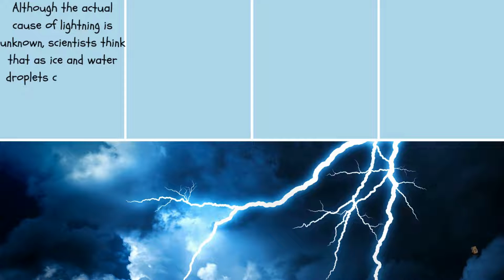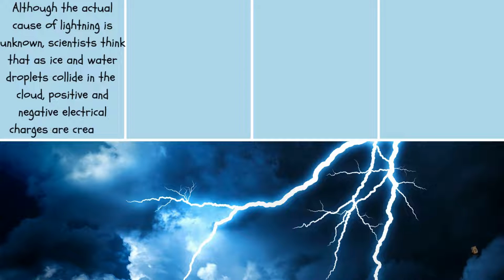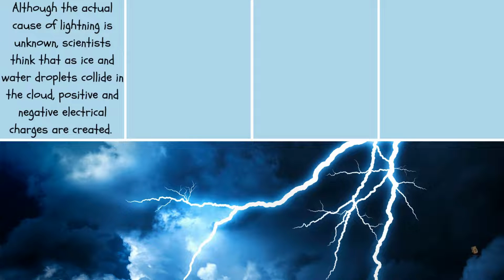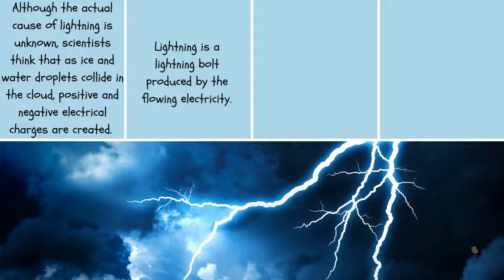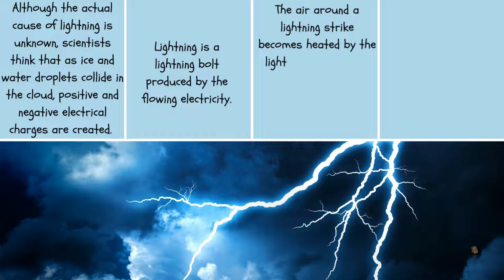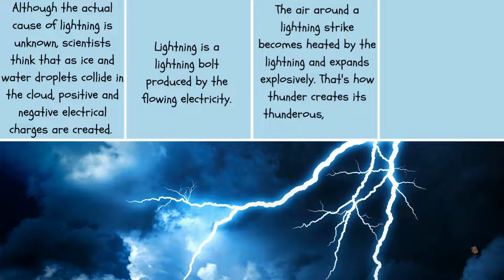Although the actual cause of lightning is unknown, scientists think that as ice and water droplets collide in the cloud, positive and negative electrical charges are created. Lightning is a bolt produced by the flowing electricity. The air around a lightning strike becomes heated by the lightning and expands explosively. That's how thunder creates its thunderous, rumbling sound.